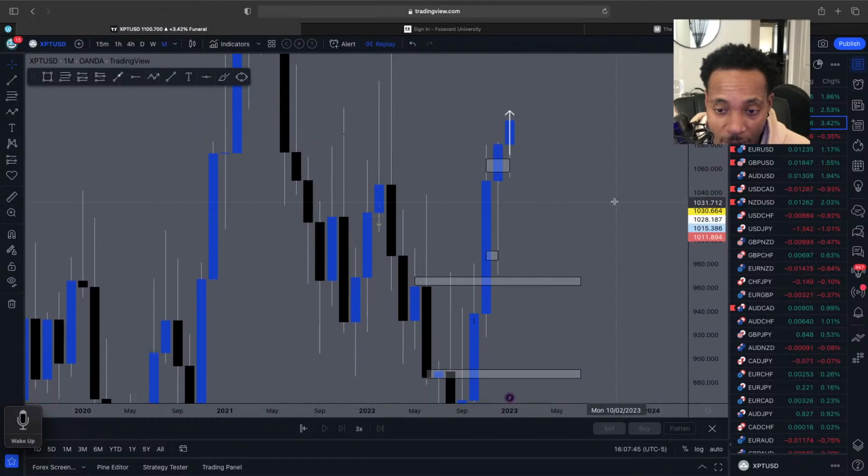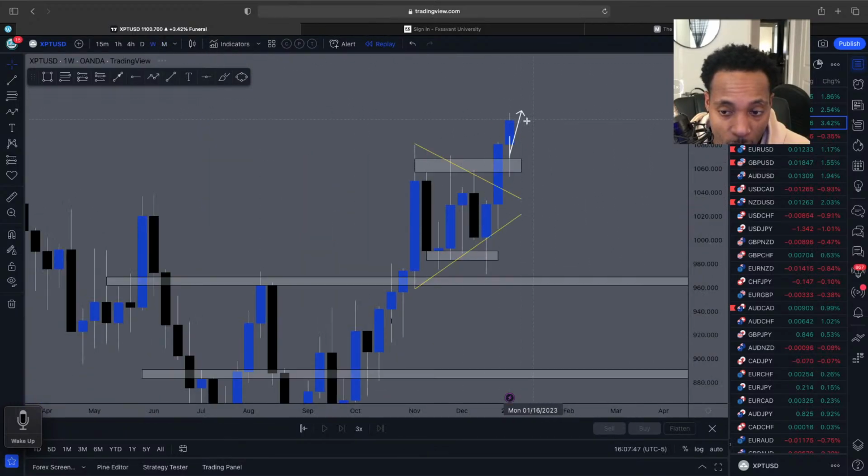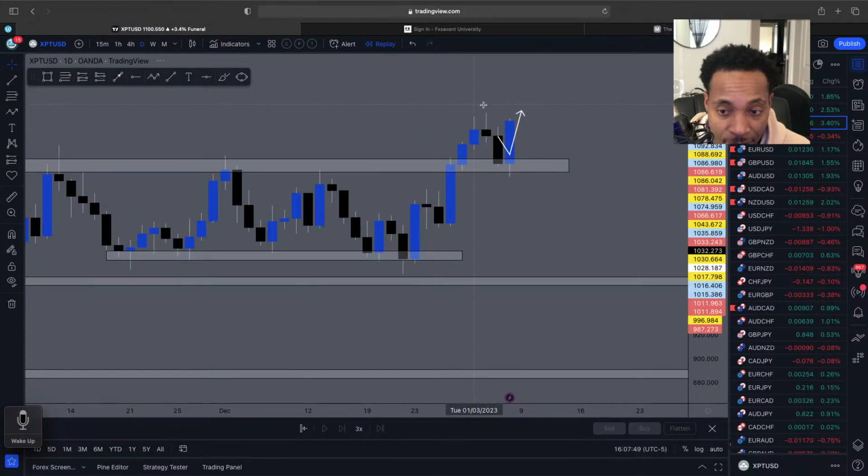XBT USD on the monthly time frame pushing to the upside, on the weekly time frame pushing to the upside, and then on the daily time frame you can see just exactly as we pointed out, previous structure resistance retested as support for more continuation to the upside, which is exactly what we are getting.